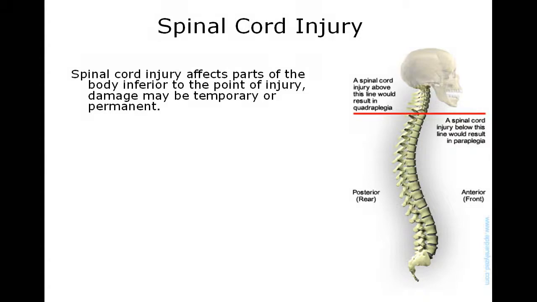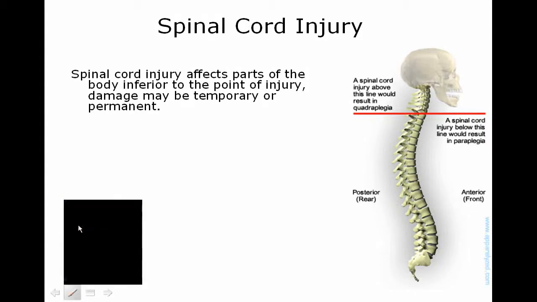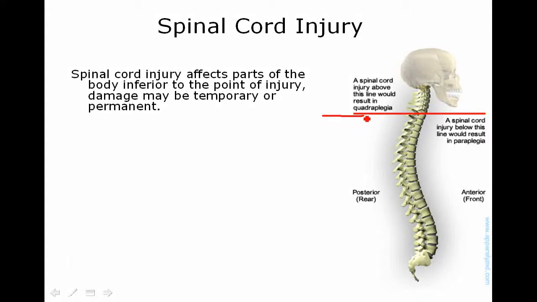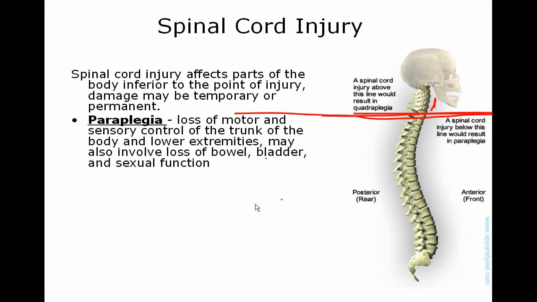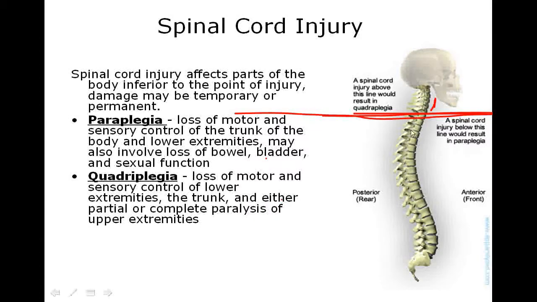What you're seeing in this picture is a red line here that shows a spinal cord injury above this line would result in quadriplegia, which would be paralysis of all four extremities. An injury below that line would result in some form of paraplegia, the paralysis of the lower limbs of the body. And depending on what level, if it's a very low injury, they may just have difficulty moving their legs or feeling their legs, paralysis of the legs.